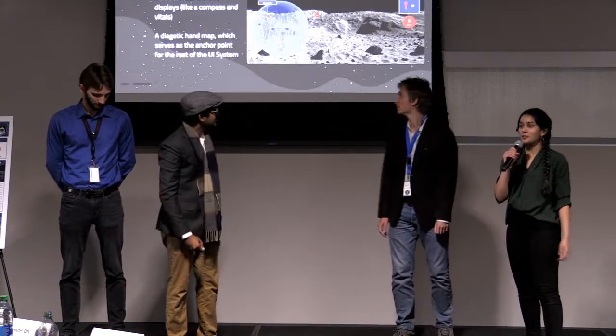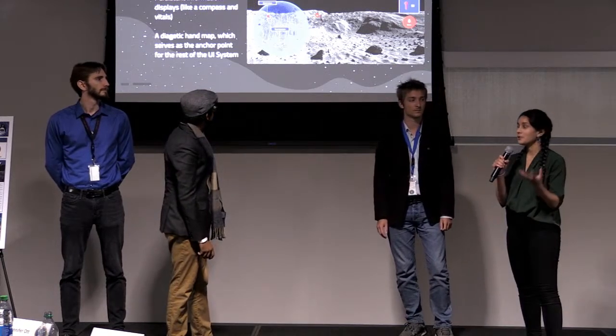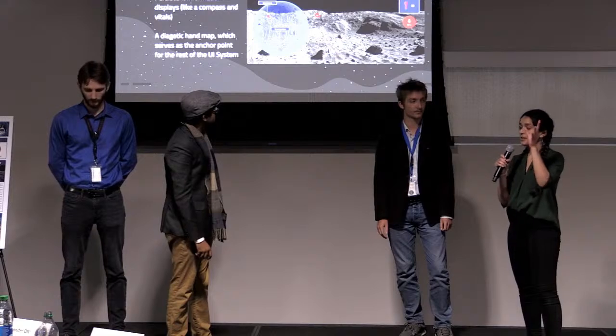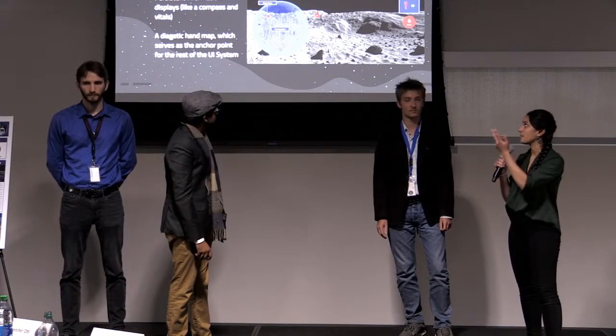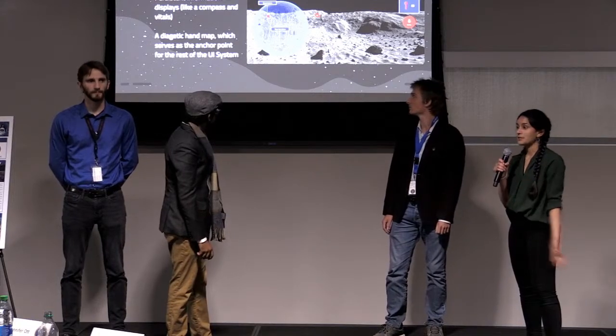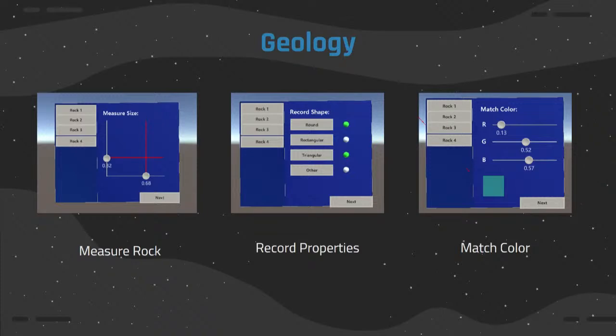Yeah, so we have our overall UI over here. Our main interface is composed of two main parts. We have our persistent information, which has the display of the vitals and also an overhead compass. And then we also have a diegetic hand map, which is able to come up and down as you raise your hand. And then we can go into the next slide.